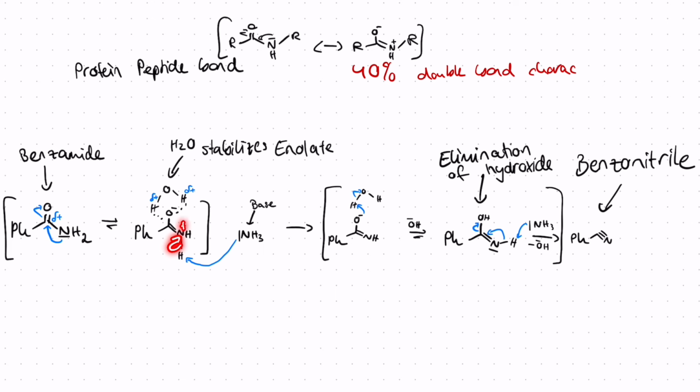Ammonia deprotonates the amide to yield an electronically neutral nitrogen. The still stabilized enolate takes a proton from water to become the enol. After another deprotonation from ammonia of the last hydrogen on the nitrogen, the binding electron pair eliminates hydroxide to form a cyanide group with a triple bond. Note that this exact mechanism is speculative.